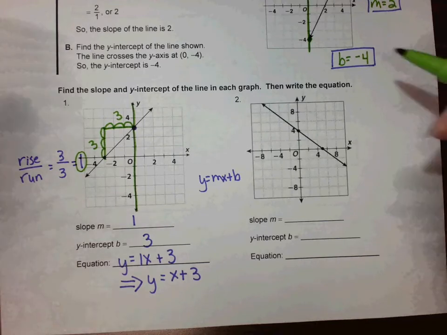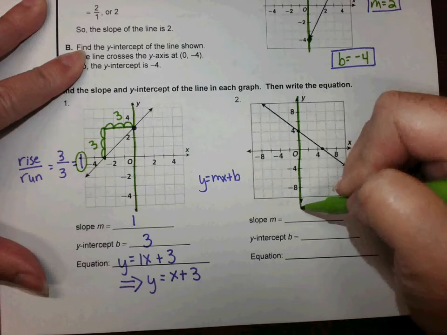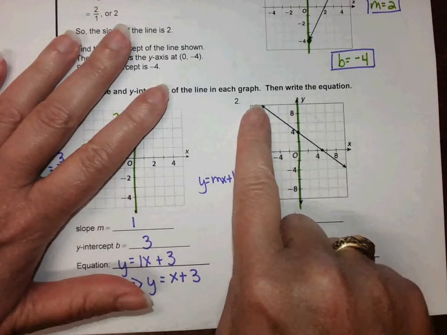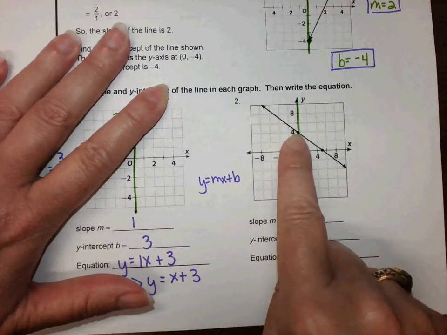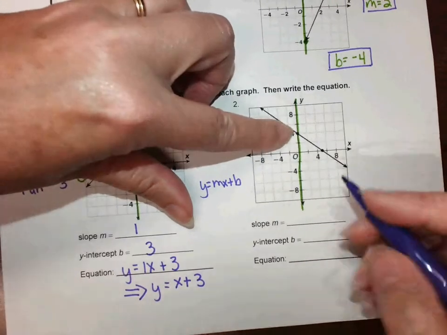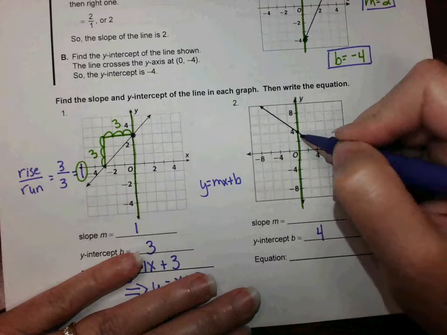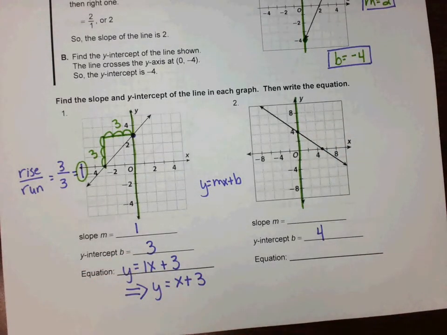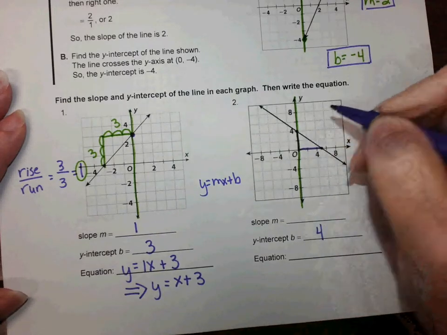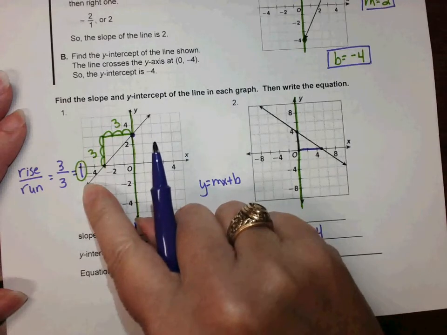Alright, number 2. I'm going to highlight my line. And if I follow my line until I hit the green, I see that I hit the green right there at the 4. So my y-intercept is 4. And then I'm going to create my little stair steps. There's my stair steps. And notice, let me say this too, because we talked about this yesterday.